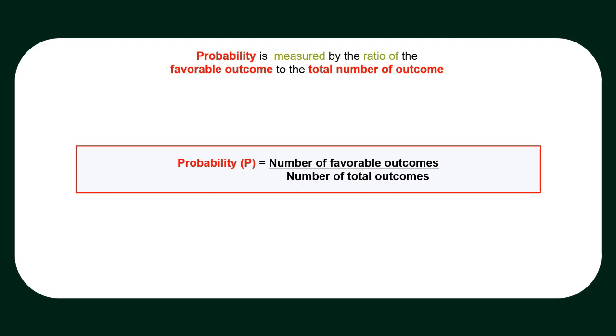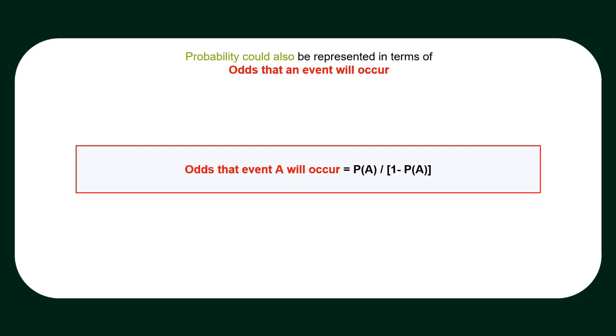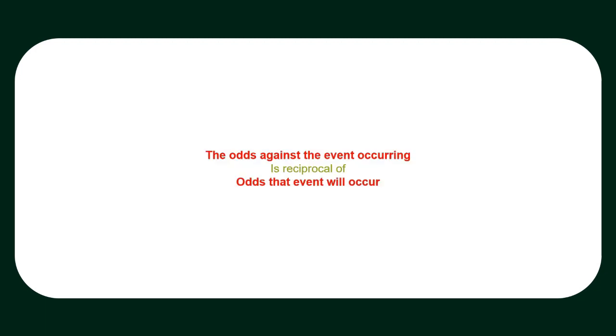Probability is measured by the ratio of the favorable outcomes, meaning favorable events, to the total number of outcomes, meaning exhaustive events. Probability could also be represented in terms of odds that event A will occur, which is defined as probability of event A divided by 1 minus probability of event A. The odds against the event occurring is reciprocal of the odds that event A will occur. It should be noted that these are just terminologies representing similar information in alternative manner.